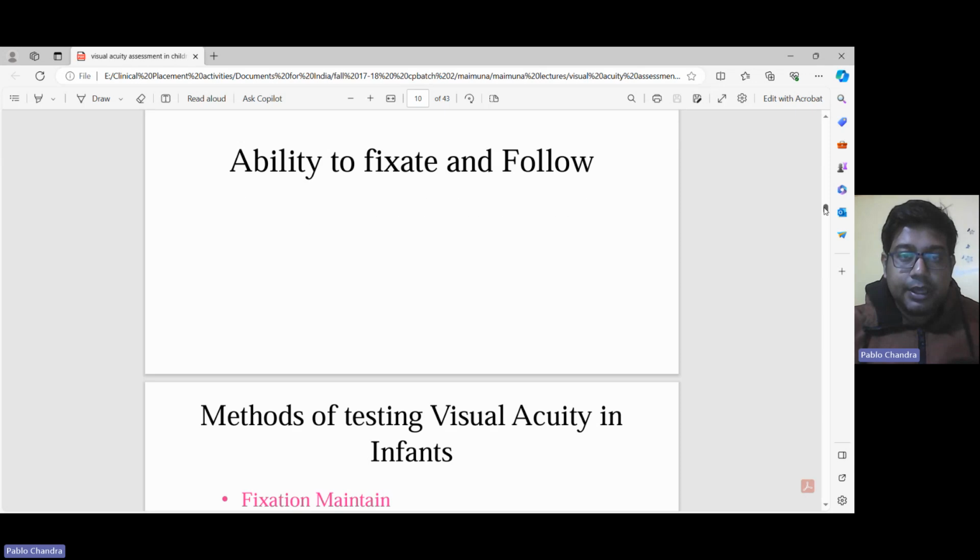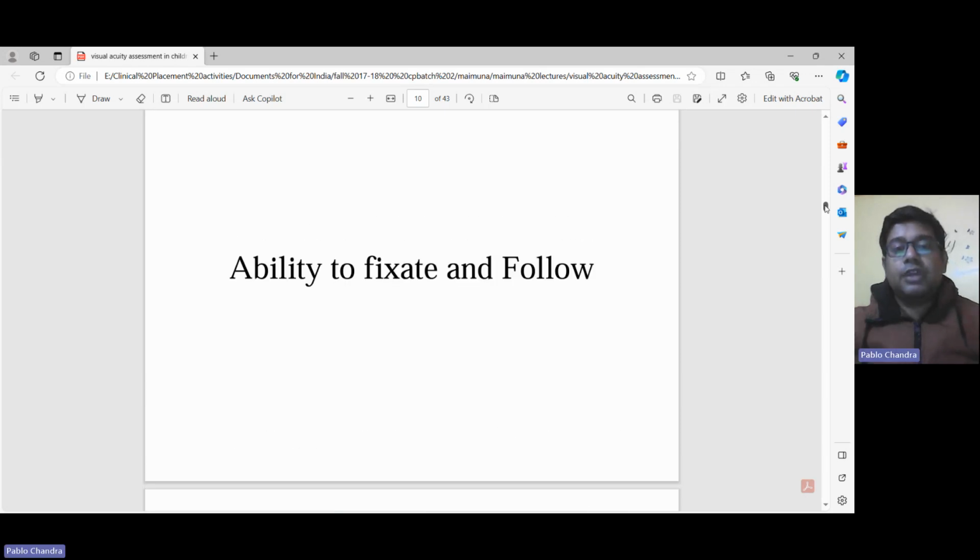After that you have to check whether the child is fixating and following the light or not. If the child is properly fixating and following, then you can understand that the vision development is proper. In the next step we have to check whether the child is properly fixating on the light and following the light, and that is very important. That is one of the most important things in visual acuity, whether the child is fixating and following or not.